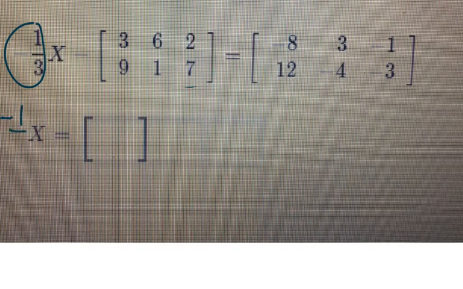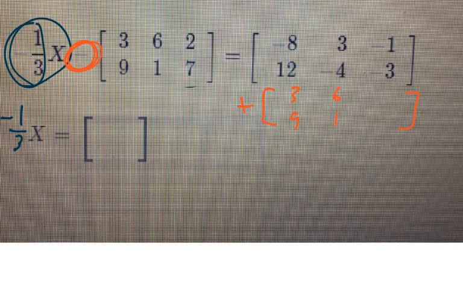Now, we first going to do negative 1/3 x. Okay? How are we going to do that? Well, that right there, guys, is a minus. So we are going to plus them. 3, 9, 6, 1, 2, 7. That will get rid of that minus matrix, right? If I plus it. So let's do it.